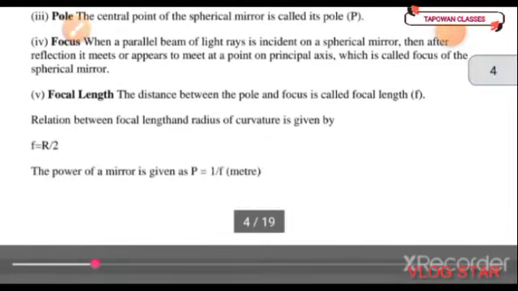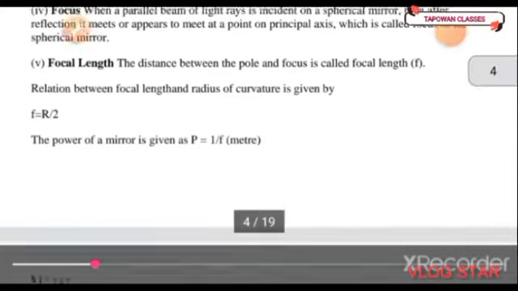So the focal length, the distance between the pole and the focus, is known as focal length. That is represented by a small f, and we can write mathematically small f is equal to capital R by 2, and the power of a mirror is P equals 1 by f, in meters.